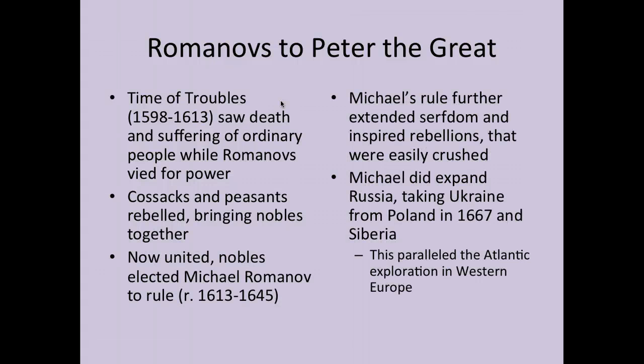So here's the road to Peter the Great throughout the Romanov dynasty. There were a lot of Cossacks, which were these armed peasants, and peasant rebellions, which kind of united the nobles, which is not good if you're trying to have a strong autocratic absolutist rule. So I'll let you read through this on your own. Basically, it all comes down to Michael Romanov.